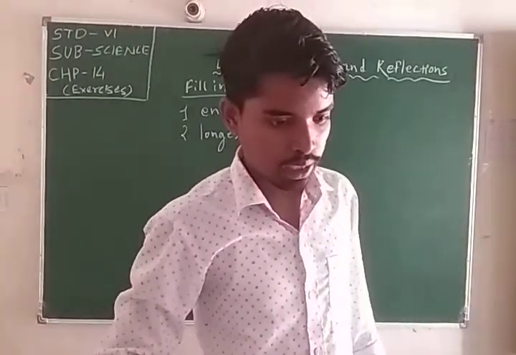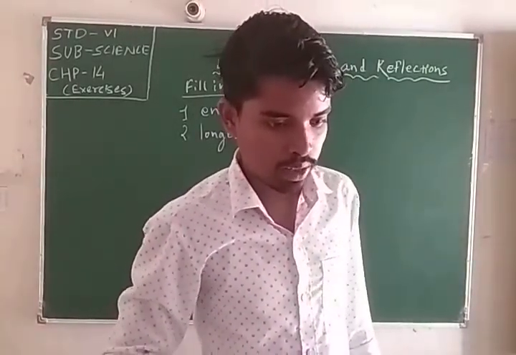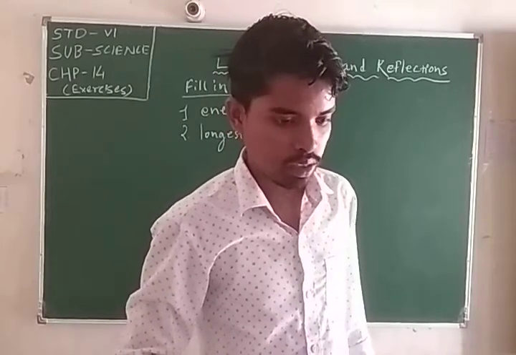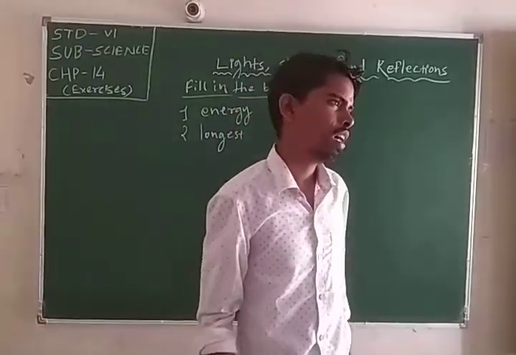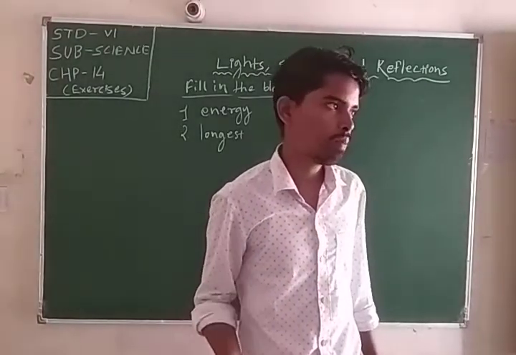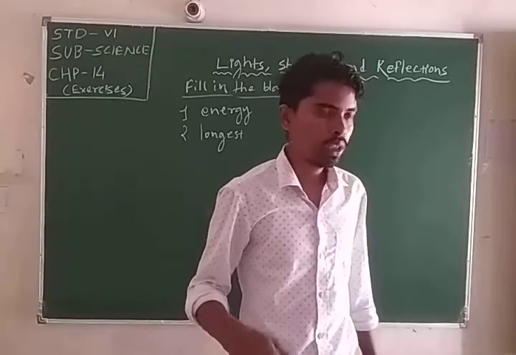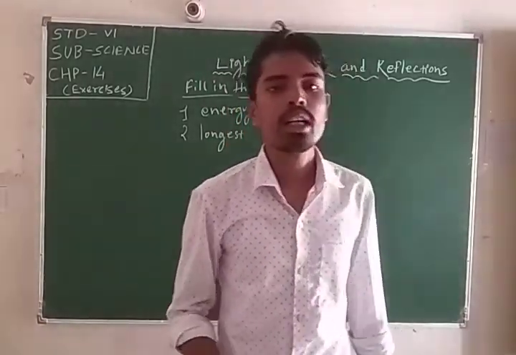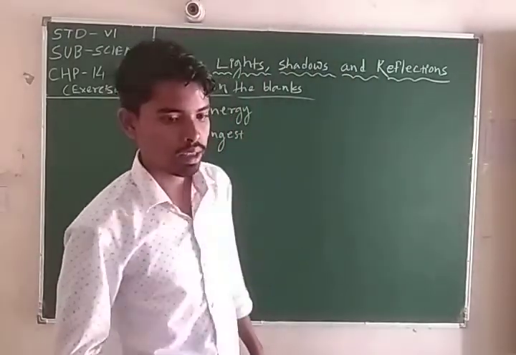Number 3: the shadow of an object is mostly of black color. This is a practical based question. You have observed that a shadow always forms black in color.